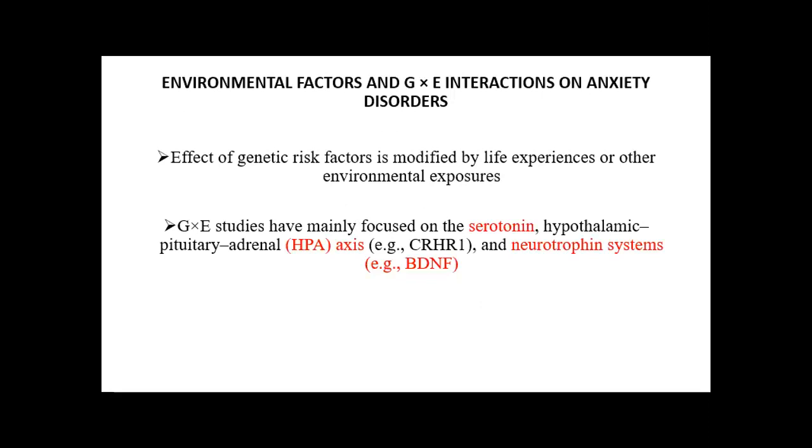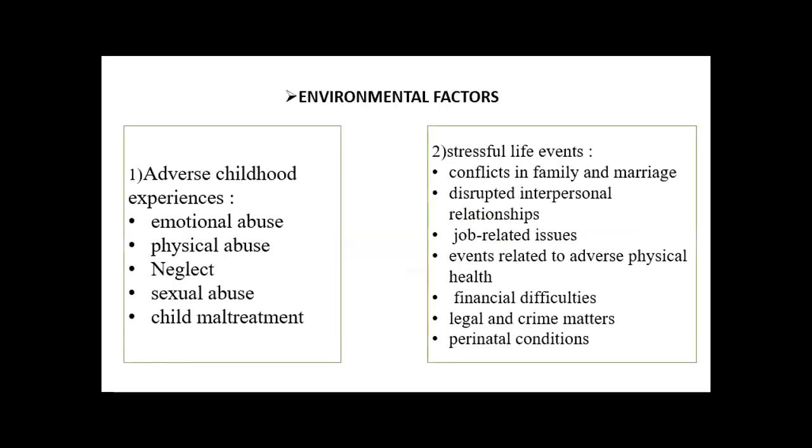occur when the effect of genetic risk factors is modified by life experiences or other environmental exposures. Gene-environment studies have mainly focused on serotonin, HPA axis and neurotrophin system, that is BDNF. Environmental factors could be adverse childhood experiences like emotional abuse, physical abuse, neglect, sexual abuse, child maltreatment, stressful life events like conflicts in family and marriage, disrupted interpersonal relationships, job-related issues, financial difficulties, legal and crime matters, and perinatal conditions.